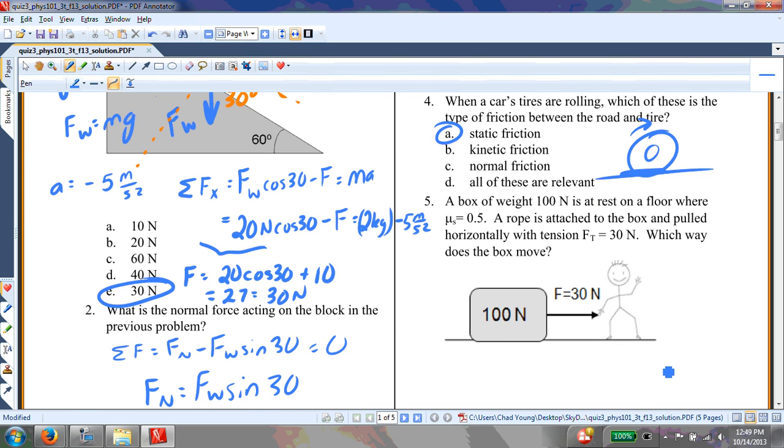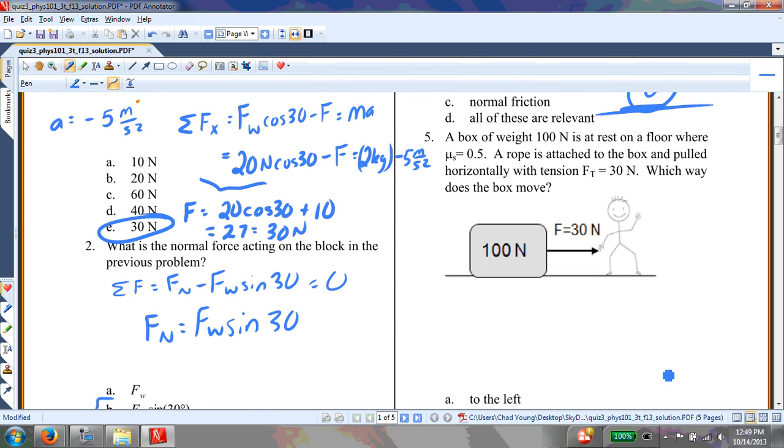All right, a box of weight 100 newtons that was at rest on the floor where μs equals 0.5. A rope is attached to the box and pulled horizontally with Ft equals 30 newtons. Which way does the box move? Okay, well, it would seem that to the right would be the obvious choice, but that's not true, because if I calculate my static frictional force, my maximum static frictional force is equal to μs times the normal force.